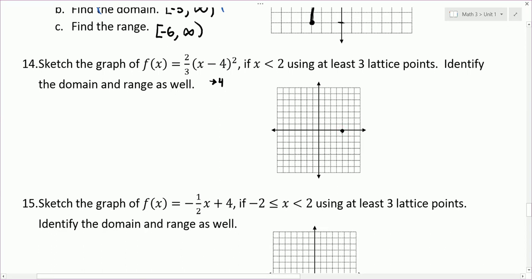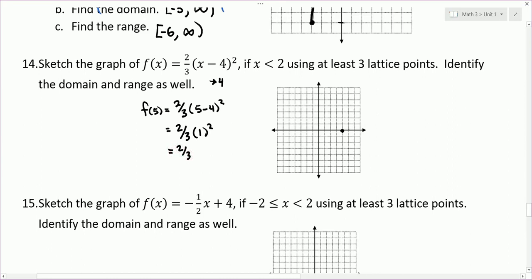And so we're represented at 4. I'm going to move to the right one more. I'm going to plug in x equals 5 to get a second point. We want at least 3. And as I work through this, we end up with 2/3. That is a point. 5, 2/3.